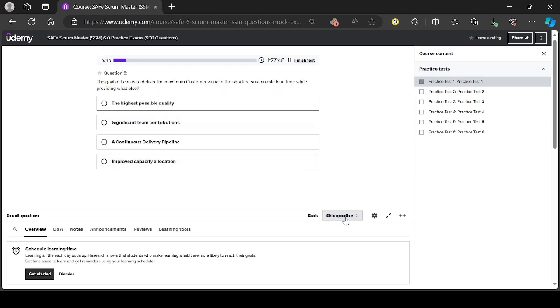Okay, the fifth one says the goal of lean is to deliver the maximum customer value in the shortest sustainable lead time while providing what else? Okay, the highest possible quality, the significant team contributions, a continuous delivery pipeline, or improved capacity allocation. Which of them do you think is correct? Obviously, if you're someone that's conversant about SAFe values, you will know that it's the highest possible quality that has to be delivered. So these 5 questions, let's stop here and see the answers.